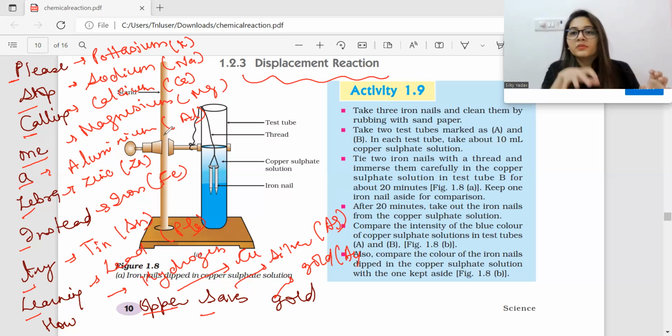So potassium is the most powerful one, right? So if, let's say, sodium is there and now potassium wants to take the position of sodium, it can easily do so, right? But let's say zinc wants to take the position of sodium, that is not possible because sodium is much more powerful than zinc.